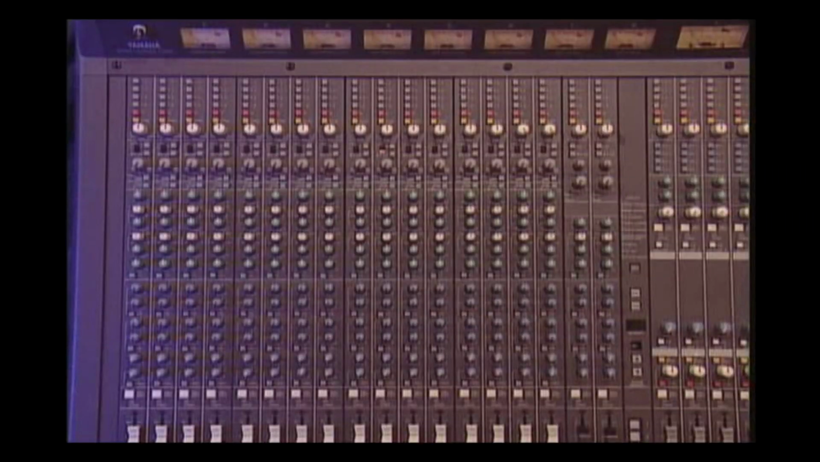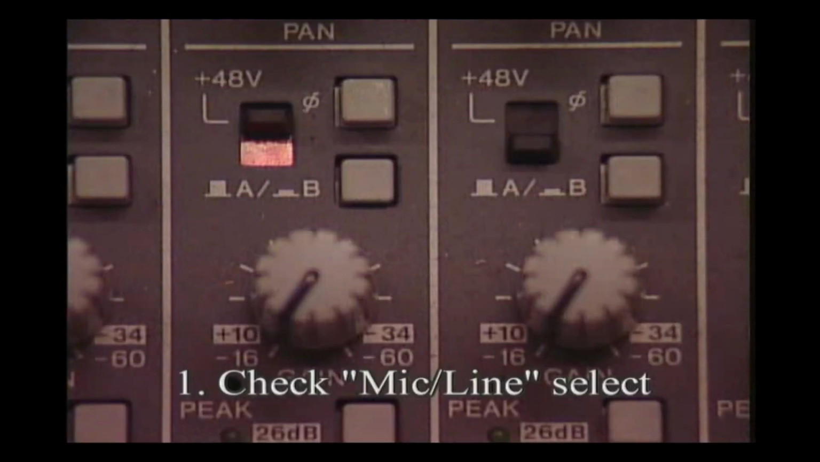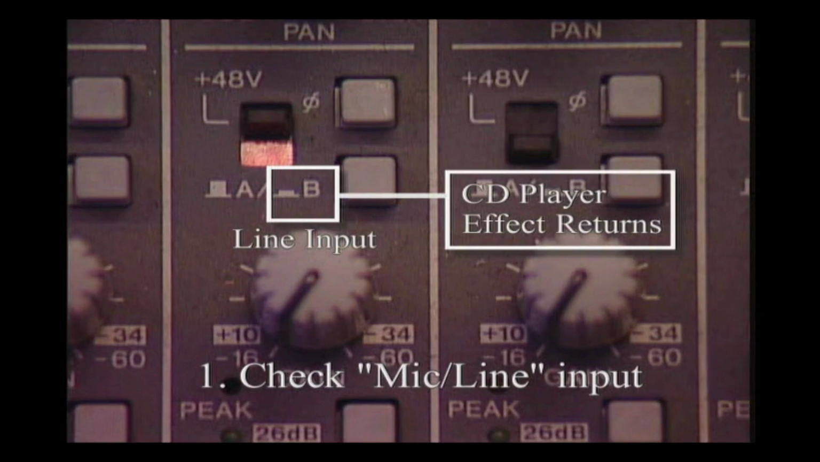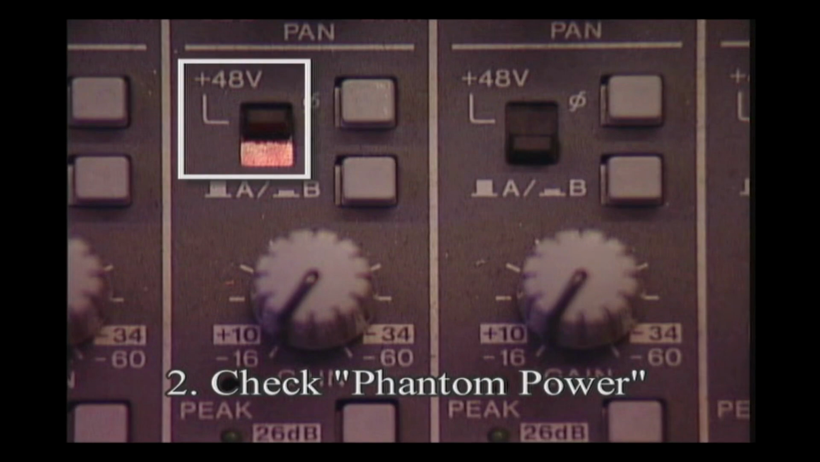Before starting a sound check, it's important to double check several key input channel settings. Let's go through them quickly. First, check the mic line select and make sure it's selected for the correct input. Remember, for direct boxes and microphones, use the mic select. For line-level inputs such as CD players or effect returns, use the line select. Second, if you're using a condenser mic or a remotely powered direct box, make sure the phantom power switch is engaged. If you're not using a mic that requires power, keep this switch off. Otherwise, you may get a large pop in the system when plugging in a regular mic.